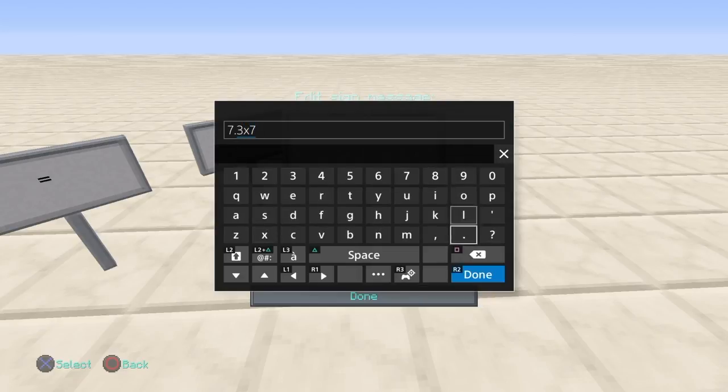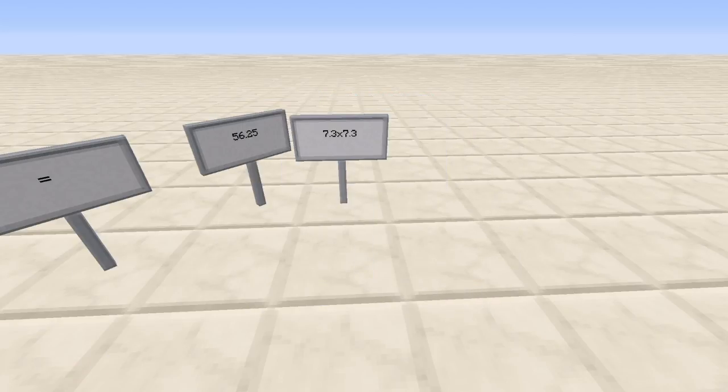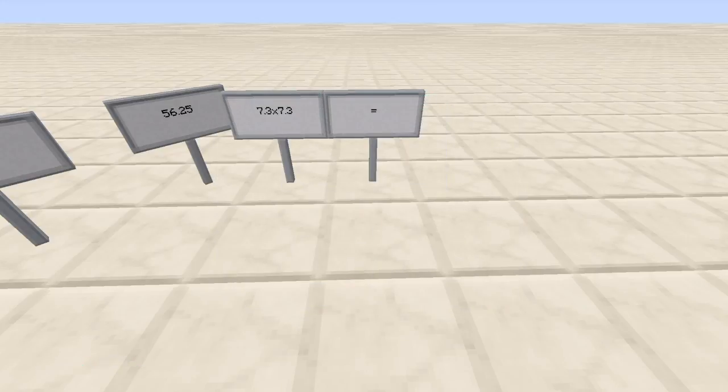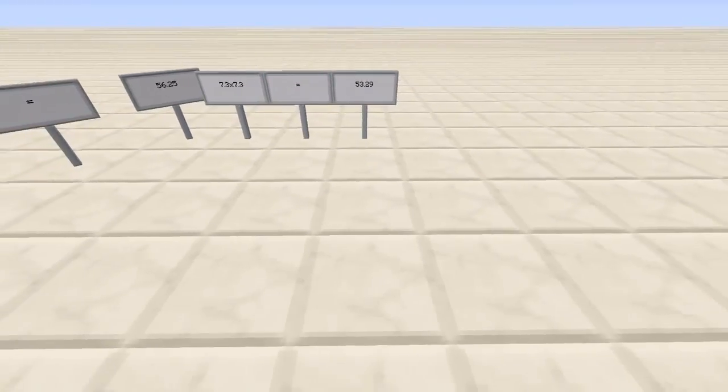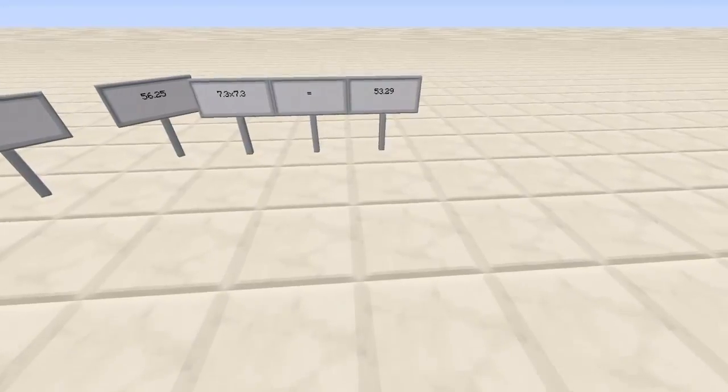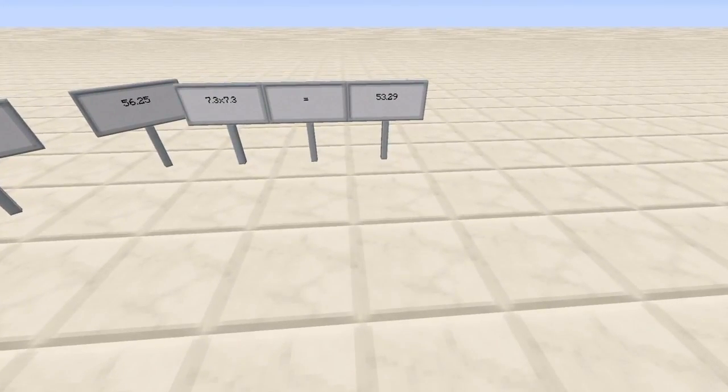I'm going to do another example, which is 7.3 times 7.3, which would equal 53.29. The reason this is not the square root of 55's answer is because it's too low. Even though it's close to 55, we can still get closer by going to 7.4.